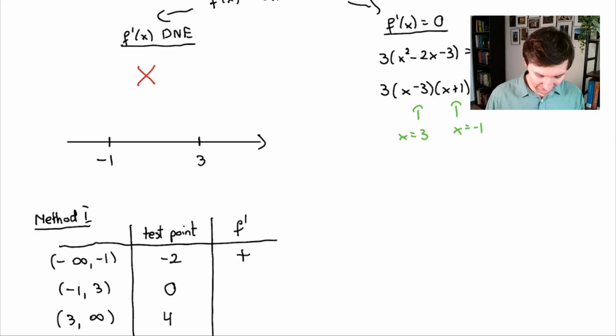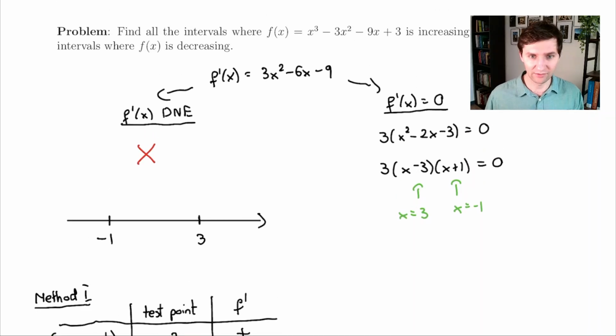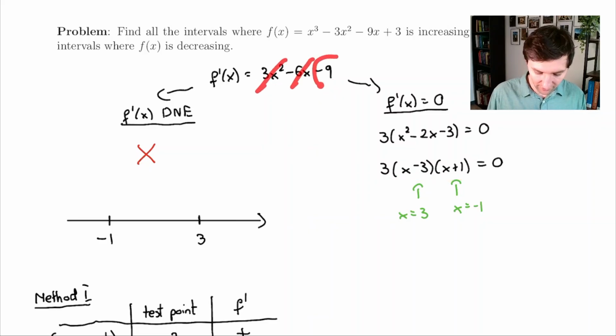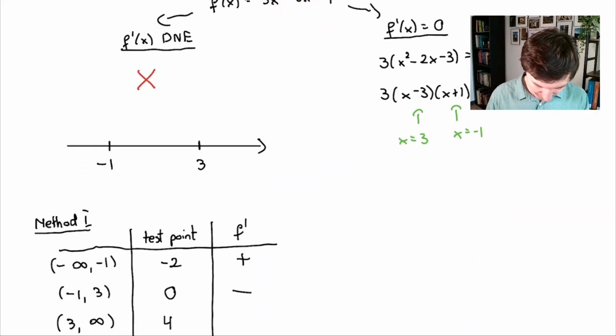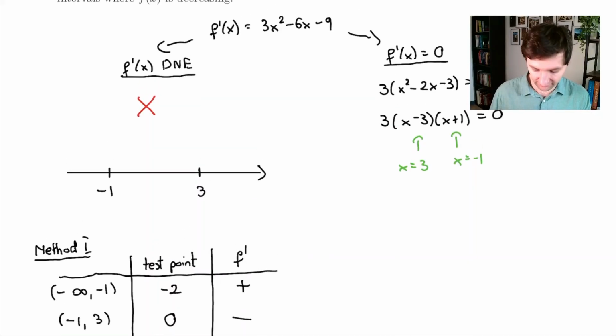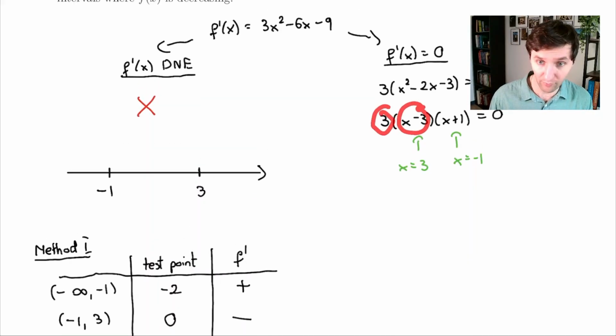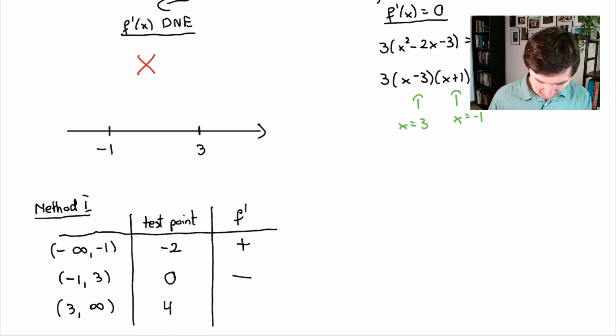What happens when I plug in 0? When I plug in 0 to my derivative, let me plug it to this function this time, or this formula, this is the same function. I get 0, 0, and -9, and I get a negative number. In the last interval, the interval from 3 to infinity, we chose the test point 4. When we plug in 4 to the derivative, we will get 3 times 4 minus 3, which is a positive number, 4 plus 1, which is a positive number. All those numbers will be positive, the derivative will be positive.